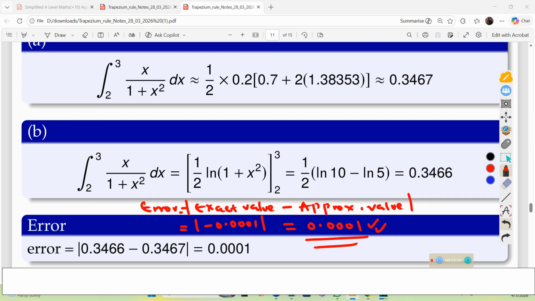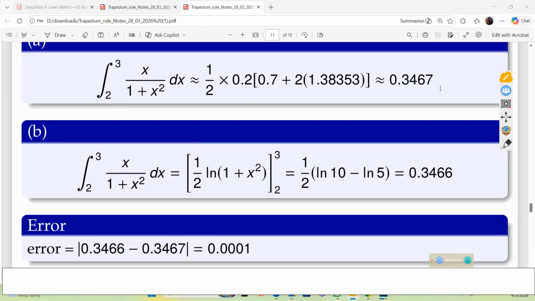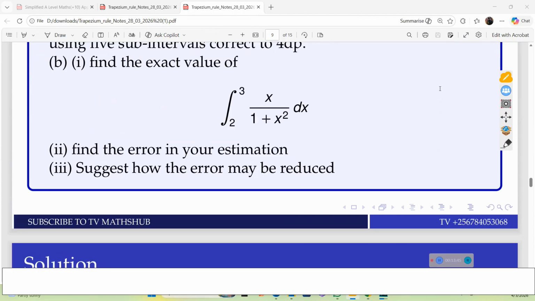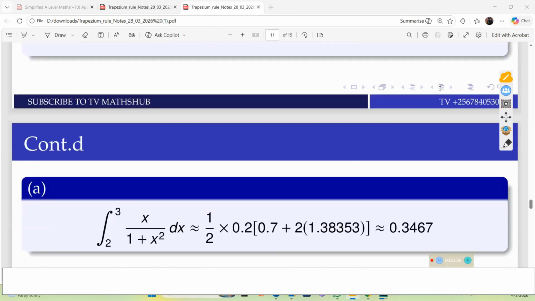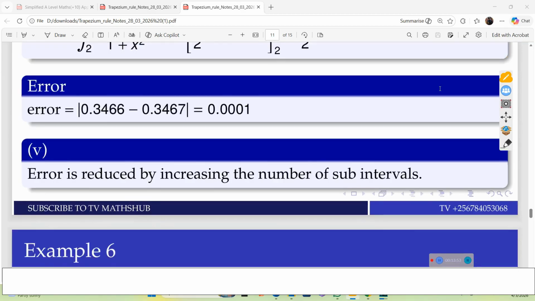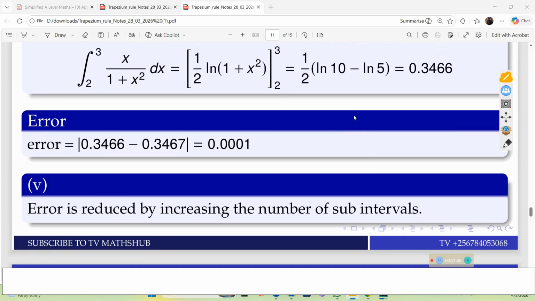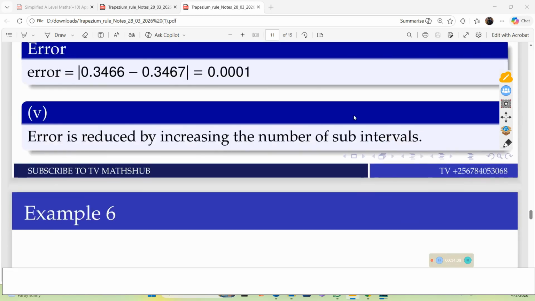Having got that, we shall next look at how this error can be minimized. That is the other part: suggest how the error may be reduced. When we were starting, we looked at how the error can be reduced, and that is by increasing the number of sub-intervals. So to reduce the error, you increase the number of sub-intervals. Basically, that is about our example number 4.